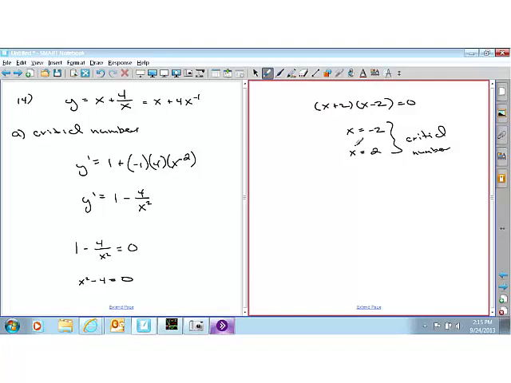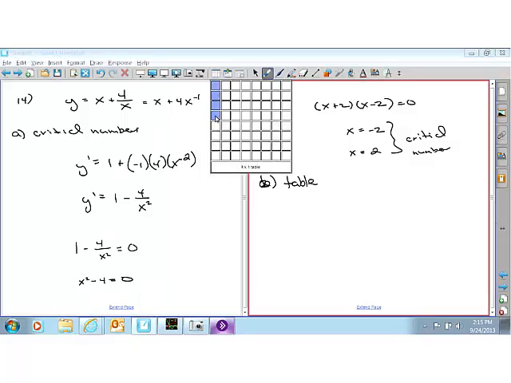Okay, so step number 2 is to make up your table. I'll call step B the table. We said just previously that it's always 4 rows and the number of columns: you've got your heading column, and then for each critical number you have a column, plus you add 1 to that. So we've got 2 critical numbers plus 1 additional column.